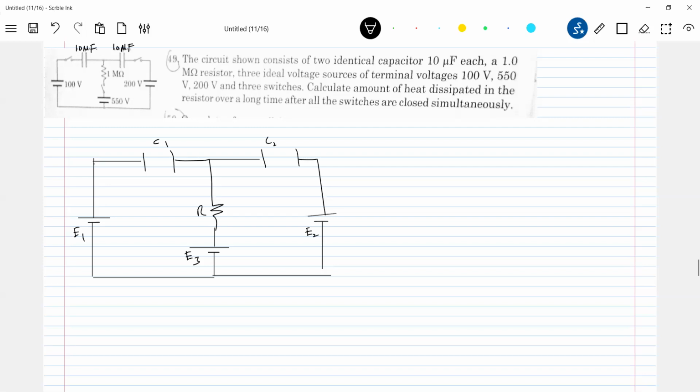Read the question. So initially there is no charge in the capacitors. Initially, I'll just assume that there is no charge in the capacitors. Then I'll switch on the cell and all the switches are closed. Then after a long time, what is the heat generated in the circuit? That is the basic idea of the question being asked here.